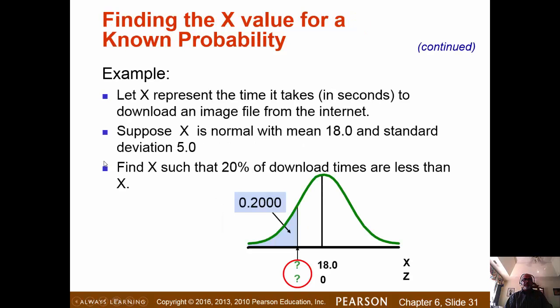So here, for example, if x represents the time taken to download an image file, and suppose it follows normal distribution with mean 18 seconds and standard deviation of 5, find x such that 20% of the download times are less than x. So less than x is the 20%. So area is given as 20%. Okay, and what is the x value here? That is mu plus z times 5, the standard deviation. Of course, z is going to be negative here because it is on the left side.